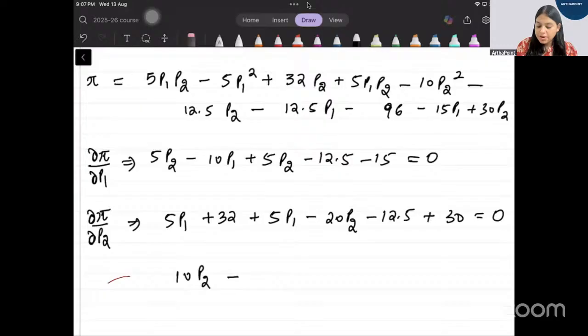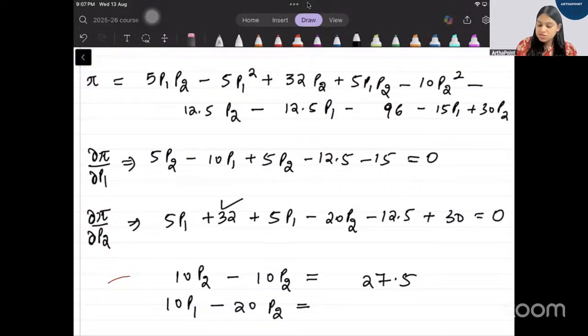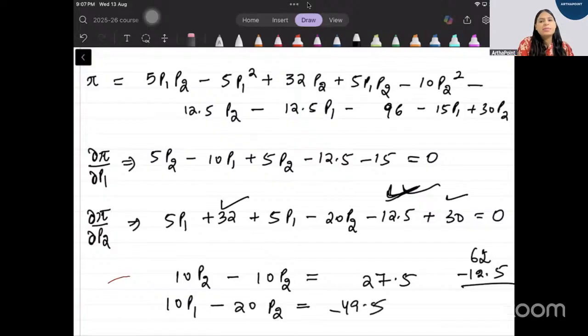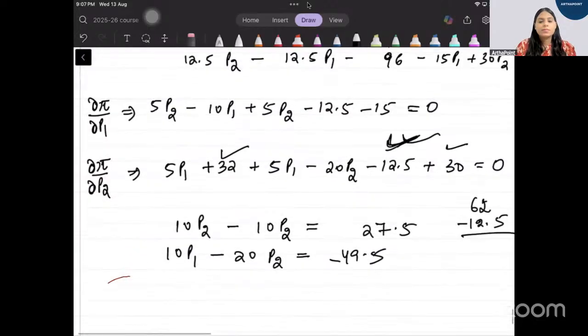10 p2 minus 10 p1 equal to 27.5. 10 p1 minus 20 p2 equal to, so this is 62 minus 12.5, 49.5. Solve them simultaneously and get P1, P2. Can you do that? Can you now tell me what P1, P2 is?